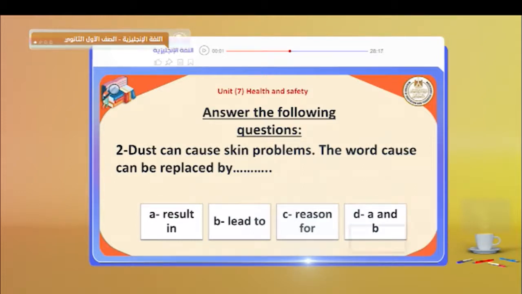Of course, this is the correct answer because instead of saying that dust causes skin problems, we can say that dust can result in skin problems. We can say that dust leads to skin problems. So these three verbs give the same meaning. Cause, result in, or lead to.